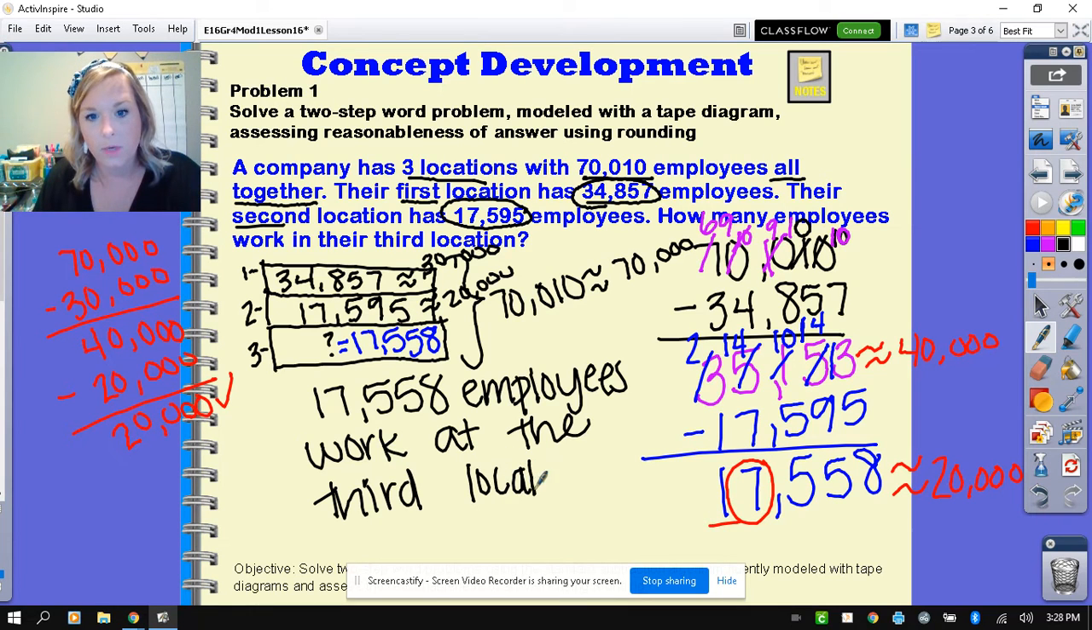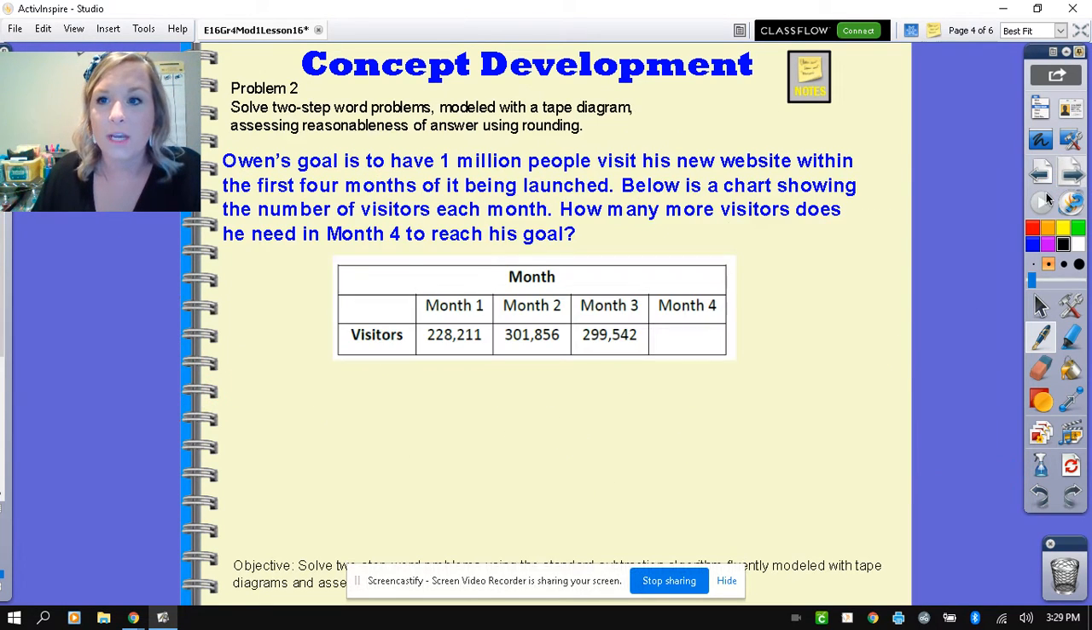And now at this point, we have solved the two-step word problem. We did 2 steps. We modeled it with a tape diagram, which we have shown. We assessed the reasonableness with our rounding, and then we wrote our answer as a statement. So we have all of the things that we need for our problems. Taking this, we're going to go into our next problem.